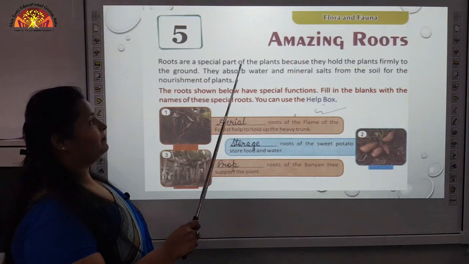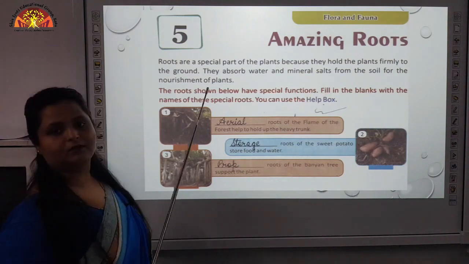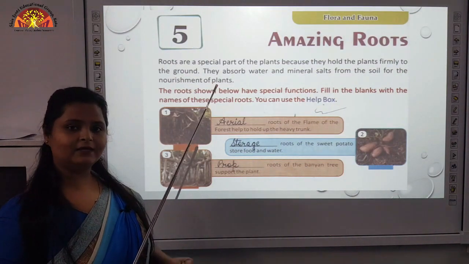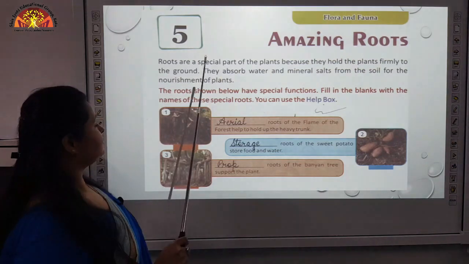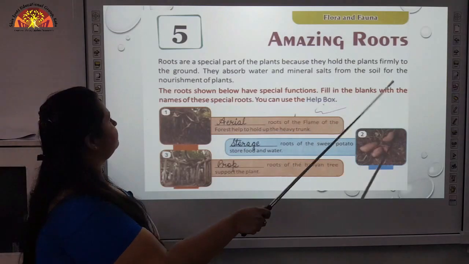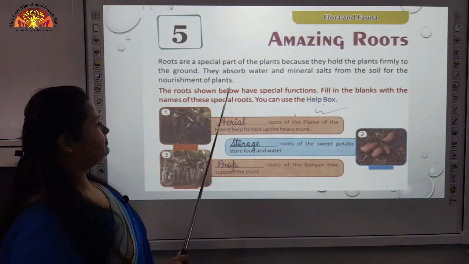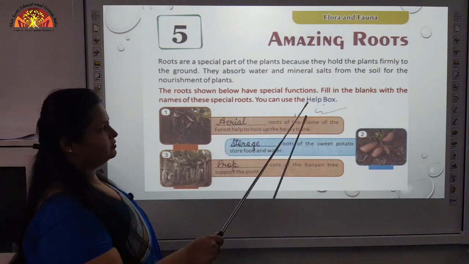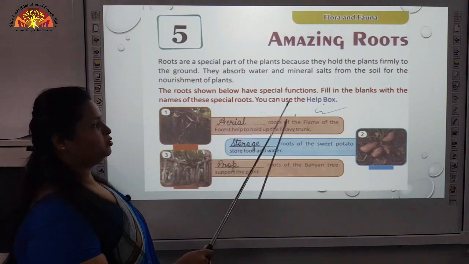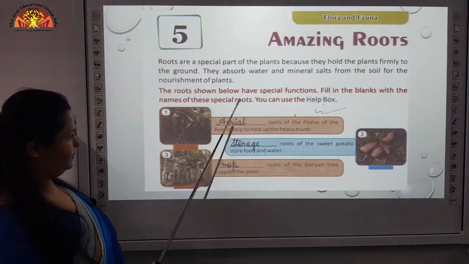Roots are a special part of the plants because they hold the plant firmly to the ground. Because of roots, plants stand very stiffly. They absorb water and mineral salts from the soil for the nourishment of the plants. The roots shown below have special functions. Fill in the blanks with the names of these special roots. You can use the help box. The help box has been given to you at the bottom of this page.